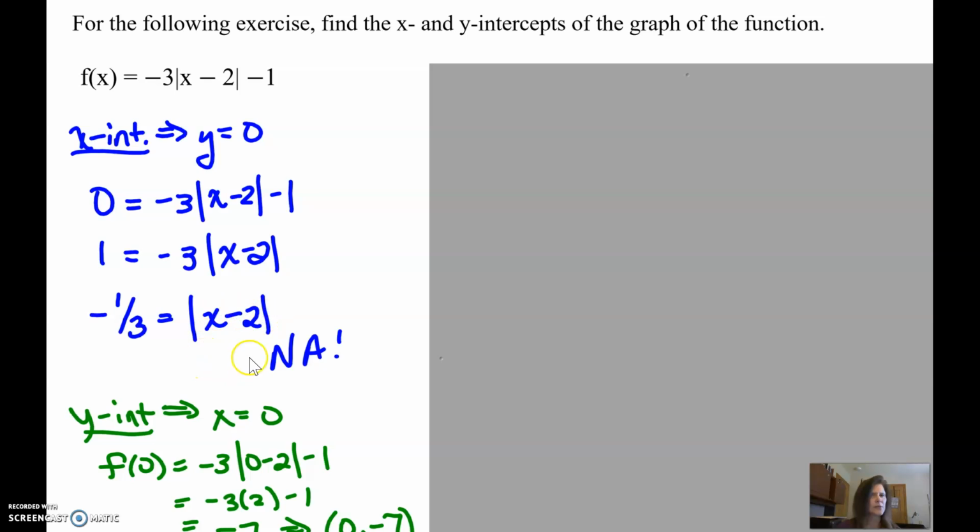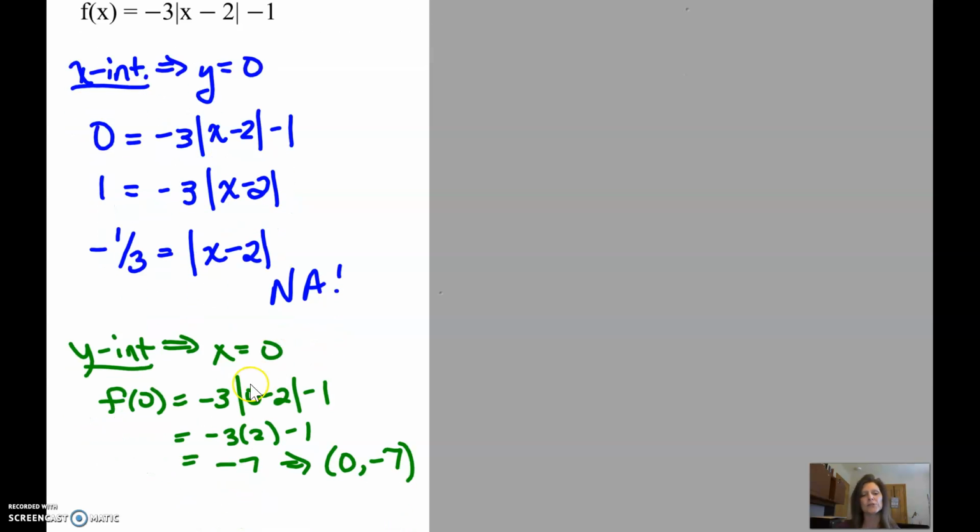absolute value, remember, is supposed to be a distance. Its answer is supposed to be positive. There's no way that the absolute value is going to be a negative 1/3. So this tells me that the absolute value function in this case doesn't have any x-intercepts. It doesn't cross the x-axis. Right? What about a y-intercept? Well, a y-intercept means you haven't gone to the side, you've stayed at x equals 0. These are usually really easy to find. It's just plug in 0 for x and simplify your answer, and I got (0, -7).